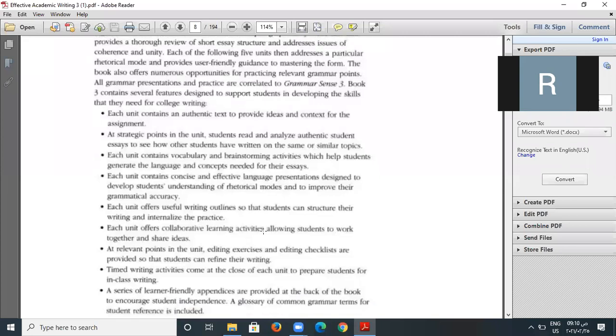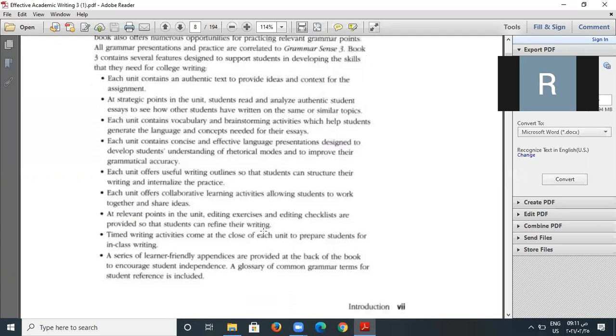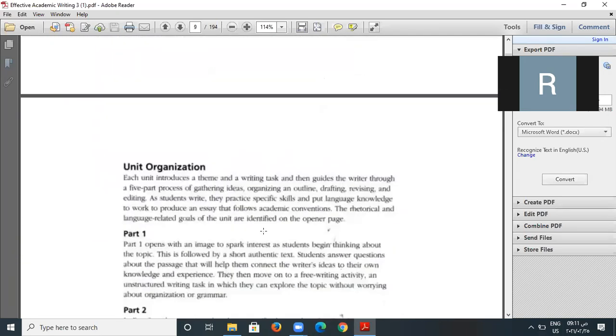Also, we have timed writing activities at the end of each unit to prepare students to write in class. Also, we have a series of learning-friendly appendices at the end of the book to encourage students' independence and to help them in writing the essay.